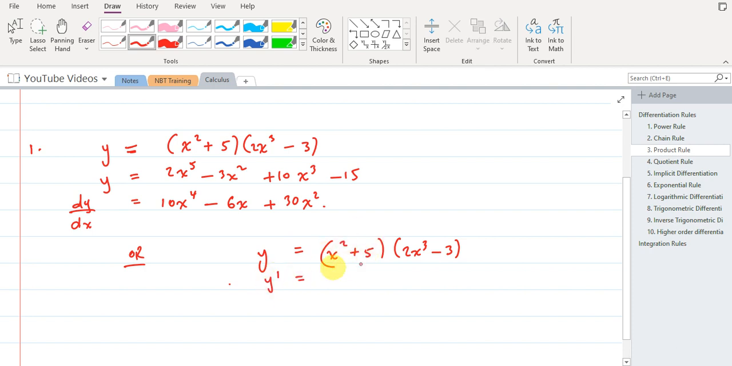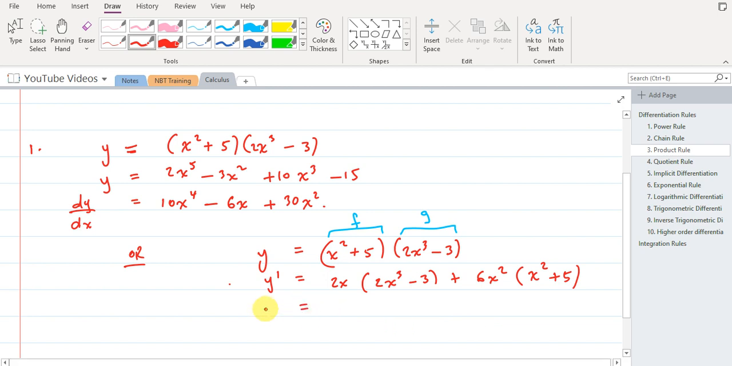if I find the derivative of the first bracket, this is f and g, right? So this is my function f and that's my function g. I'm finding f prime. So if I find the derivative of the first bracket, we'll just get 2x, leave this, which is 2x cubed minus 3, plus find the derivative of the second bracket, which is 6x squared, and leave the first, which is x squared plus 5. And let's see what we get. If we simplify, do we get the same answer?